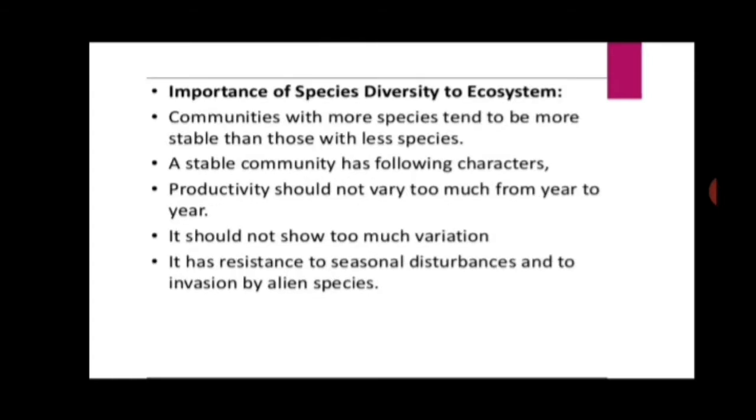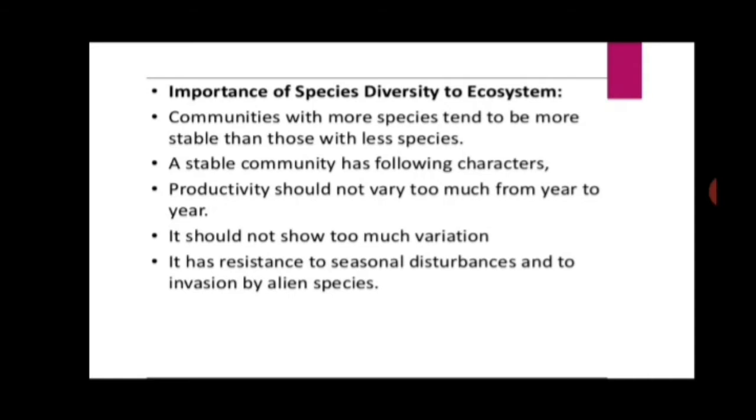What is the importance of species diversity in an ecosystem? The species diversity study tells us that there are communities with more species which tend to be more stable than those with less species. This rule was proved by David Tilman. David Tilman gave the theory that communities which have more species tend to be more stable over a period of time. A stable community has the following important characteristics.